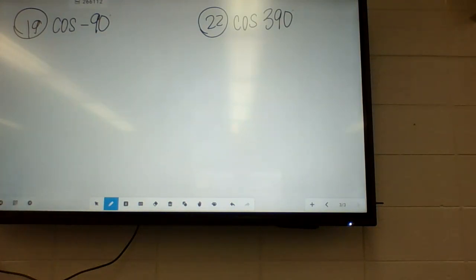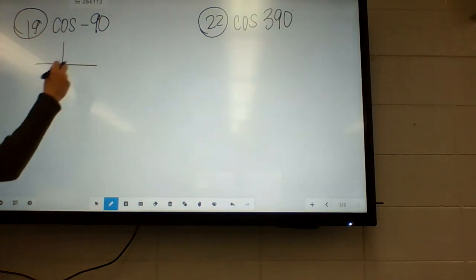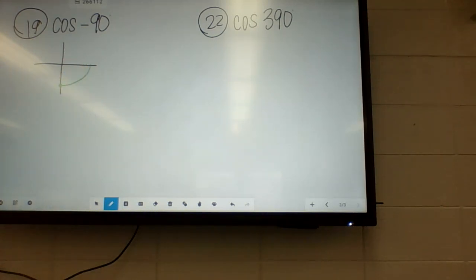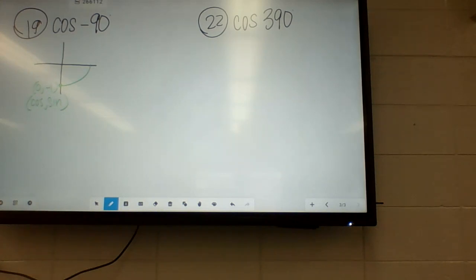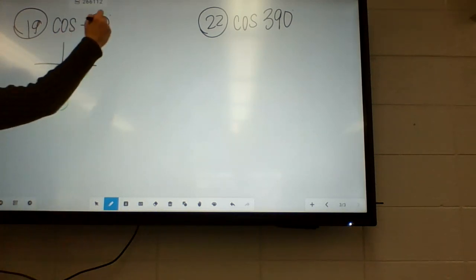Negative 90. So again, we're on the axis. Now this time I'm just going down 1, so this is 0, negative 1. But it goes cosine, comma, sine. So the coordinate point gives you the answer, so it would just be 0 in this case.